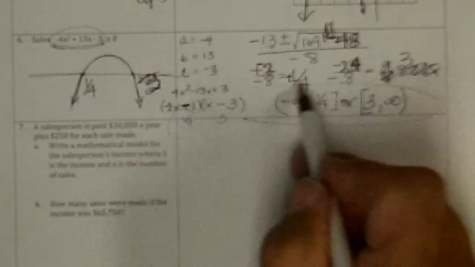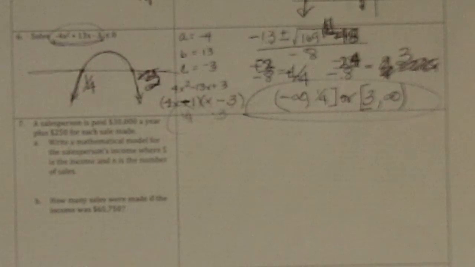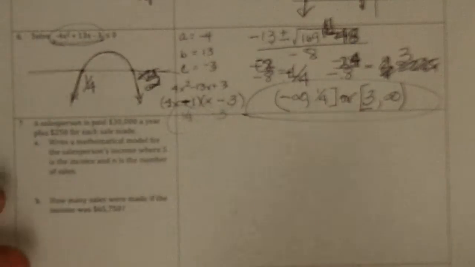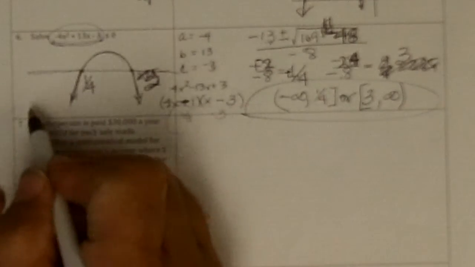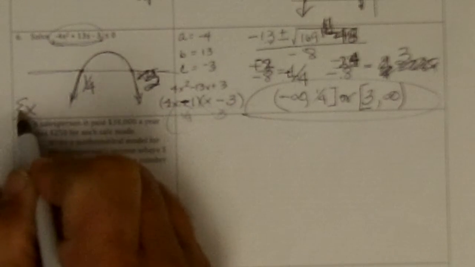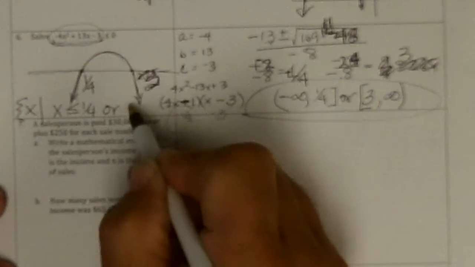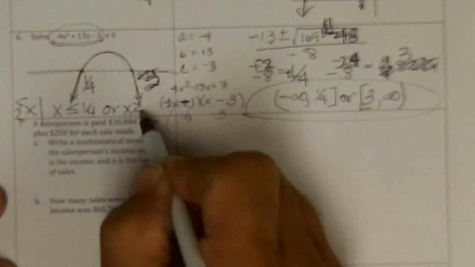So there's the interval notation for the solution. This is what x can be. Now you could also write it in set notation. That would be the set whose elements are x such that x is less than or equal to 1/4, or x is greater than or equal to 3.